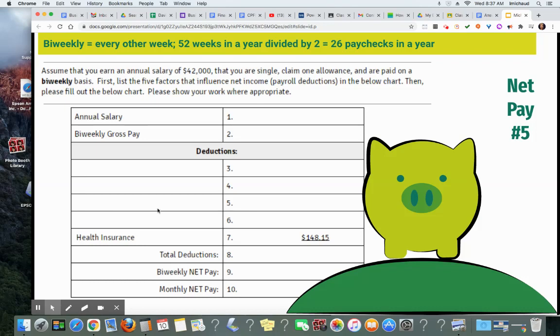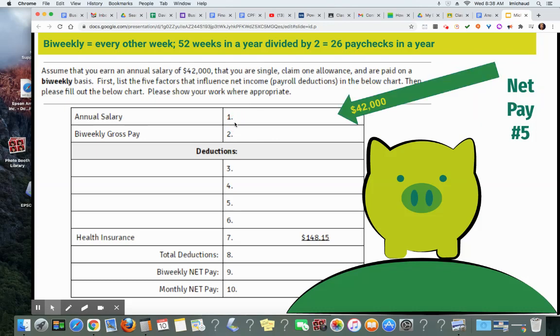Okay, so when you're paid bi-weekly, that means every other week. There are 52 weeks in a year, so if you divide that by 2, that means you get 26 paychecks in a year. So let's first record the annual salary on line 1.